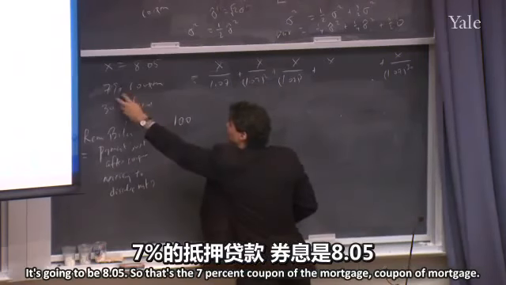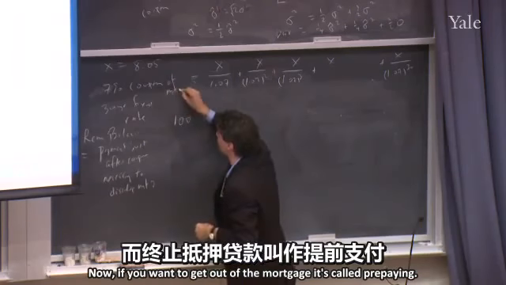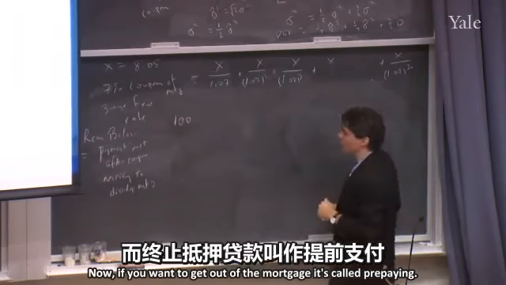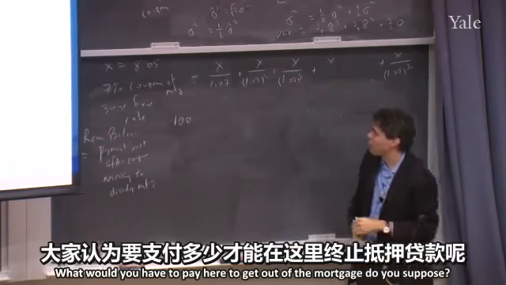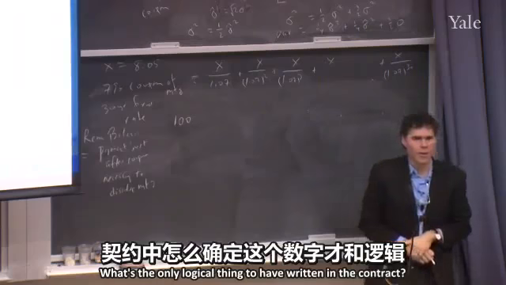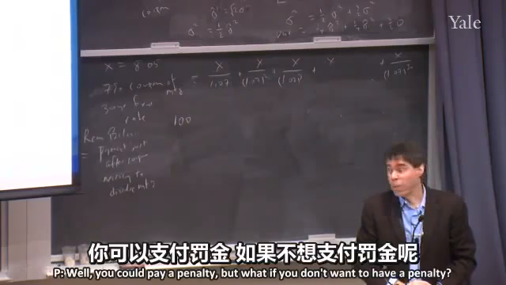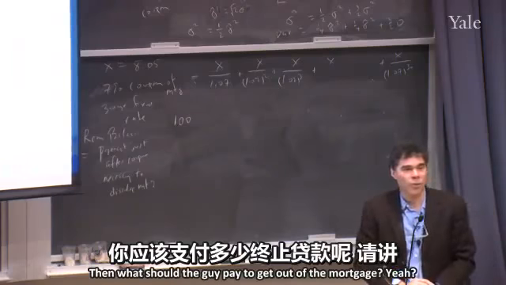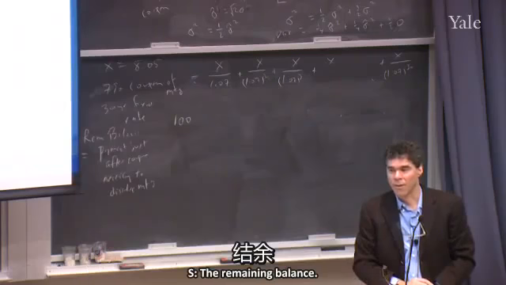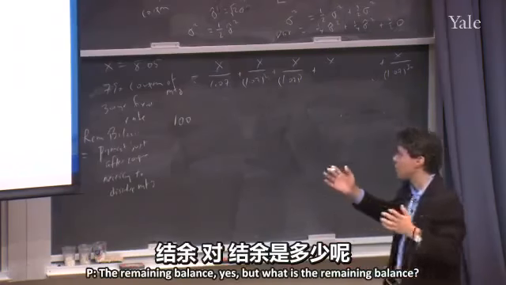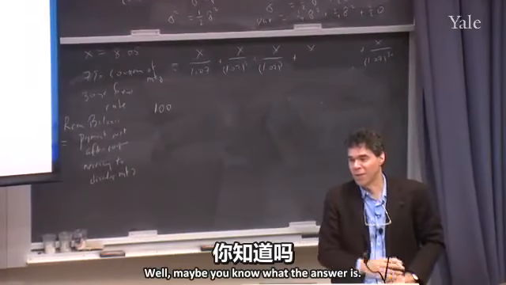So that's the 7% coupon of the mortgage. Now, if you want to get out of the mortgage, it's called prepaying. What would you have to pay to get out of the mortgage, do you suppose? What's the only logical thing to have written in the contract? Well, you could pay a penalty, but what if you don't want a penalty? Then what should the guy pay to get out? The remaining balance, yes, but what is the remaining balance? That's the question.